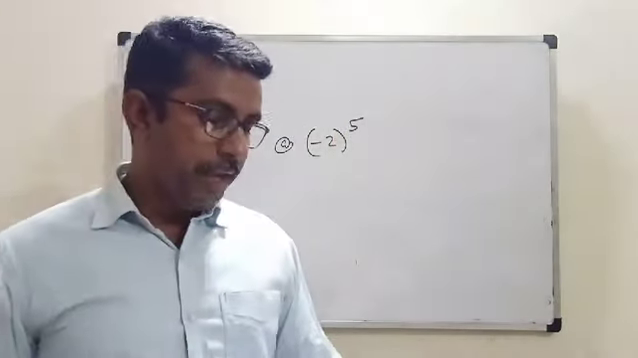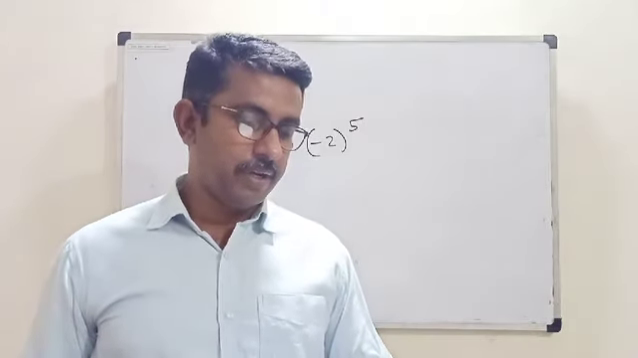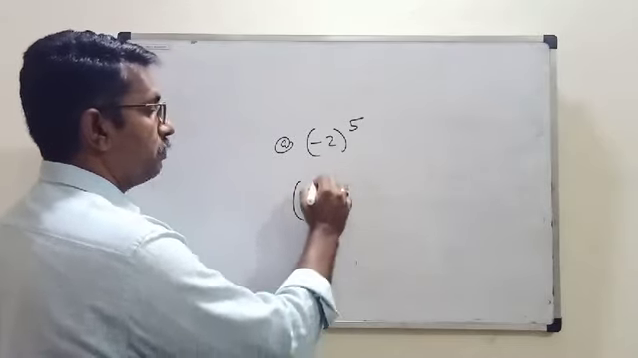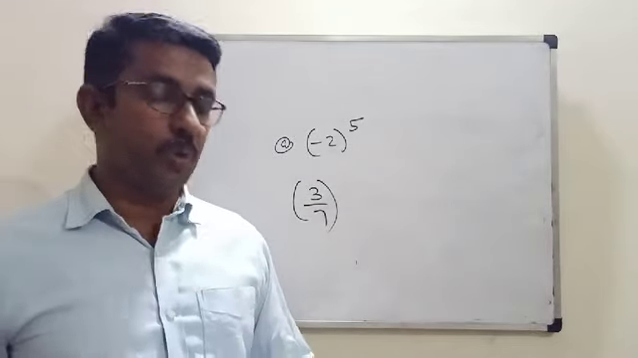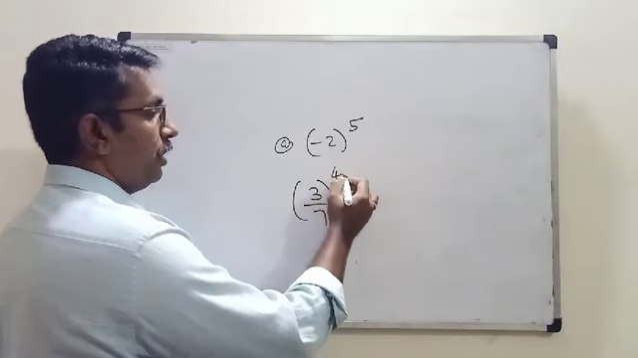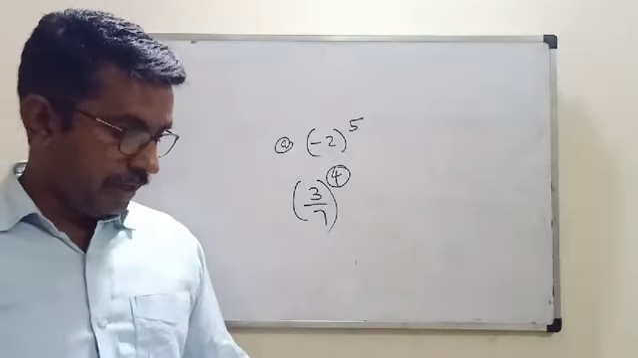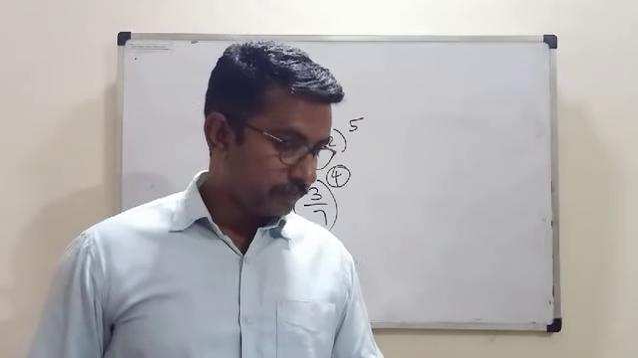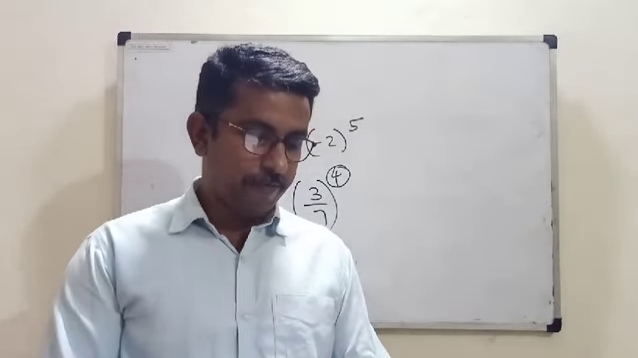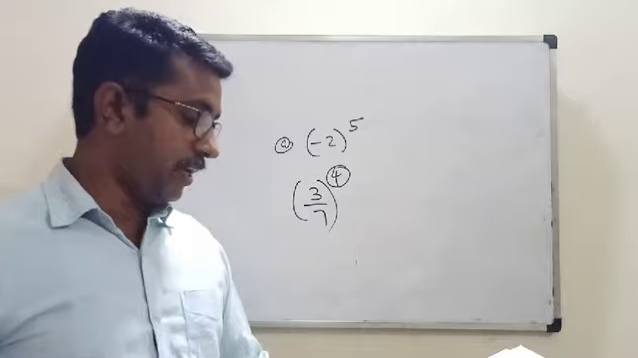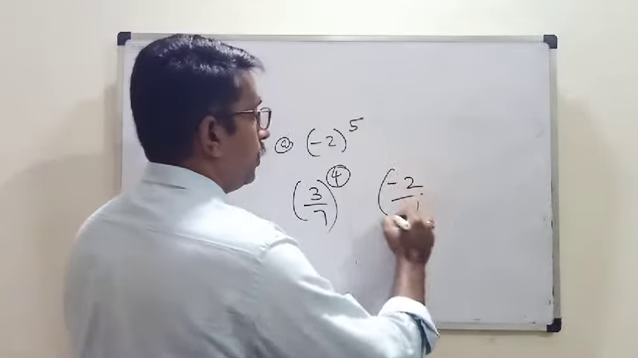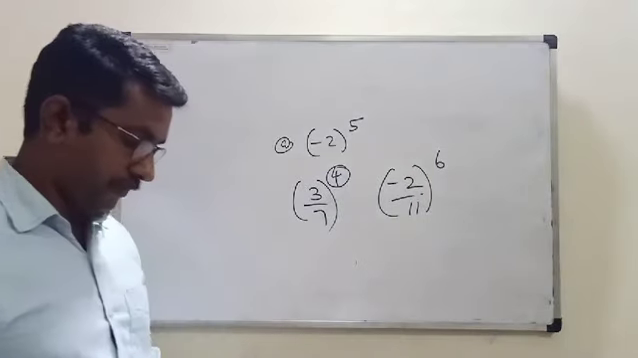Isn't it? B. 3 by 7 into 3 by 7 into 3 by 7 into 3 by 7. So here 3 by 7 is multiplied how many times? 4 times. So what is the exponential number of that one? 3 by 7 to the power 4. C. Minus 2 by 11. How many times is it multiplied? 1, 2, 3, 4, 5, 6 times. So what is the exponential form of that one? Minus 2 by 11 to the power 6.